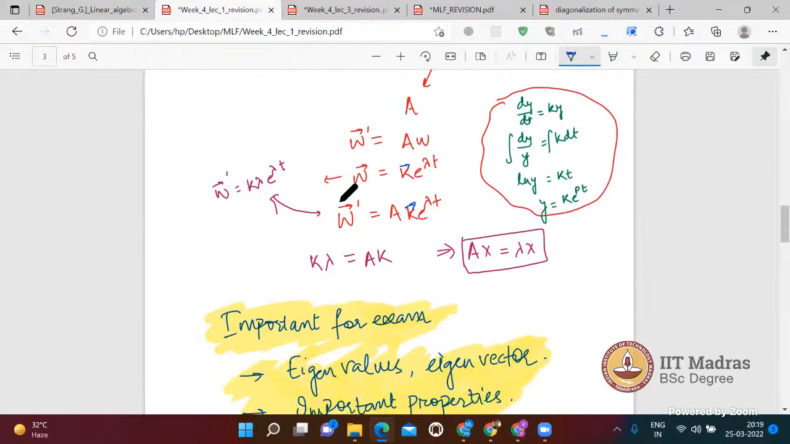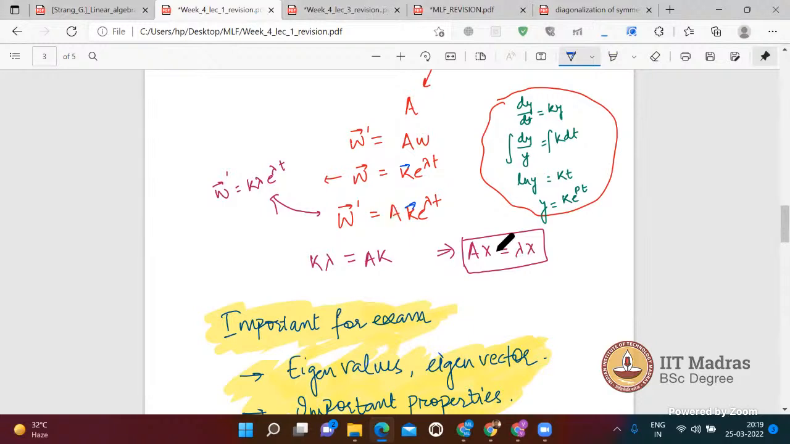After equating both the equations, we come to know that e to the power lambda t and e to the power lambda t will get cancelled. So we'll have A k equal to k lambda, and k is simply a vector. So this can be written in this form: Ax equals lambda x, right?